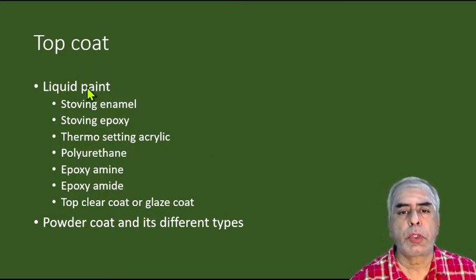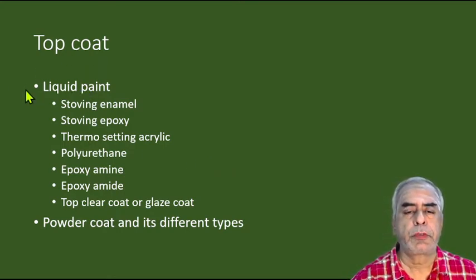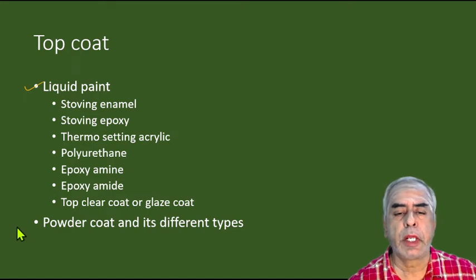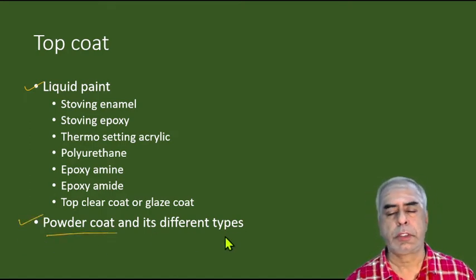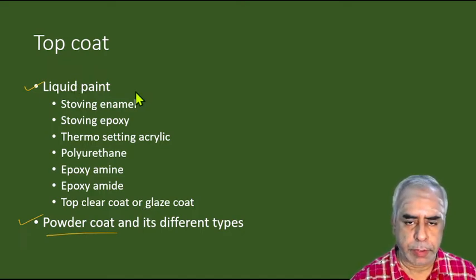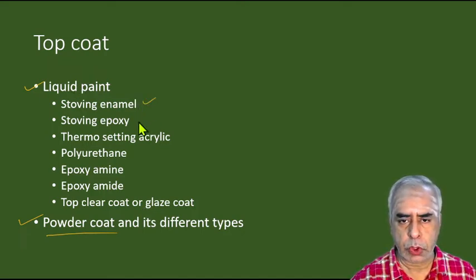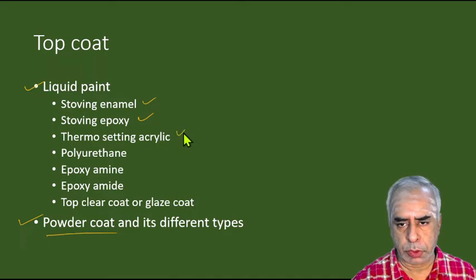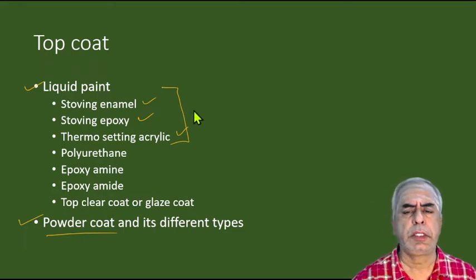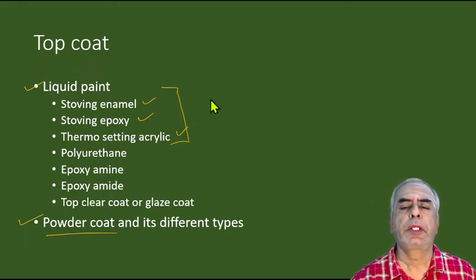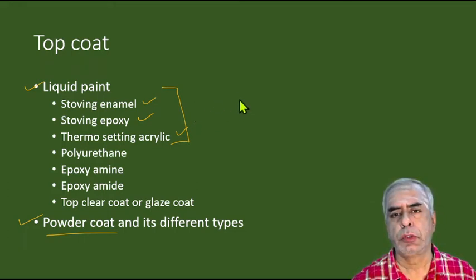As far as top coat is concerned, some people prefer liquid paint, and most of them nowadays prefer powder coated systems. Under liquid paint, you have stoving enamel, stoving epoxy, thermosetting acrylic. All these three are heat cured, that is, they can be cured only at higher temperatures. And we have got some low bake enamels also.